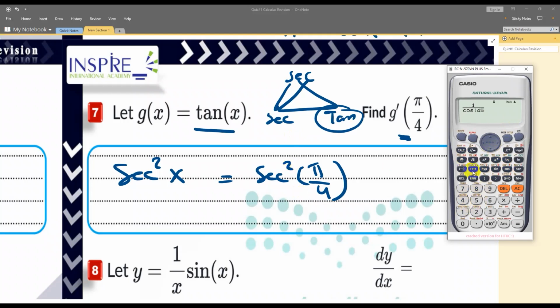But I need it squared, so what are you going to do? Close the bracket, make it square. It's equal to 2. Okay, just a second.